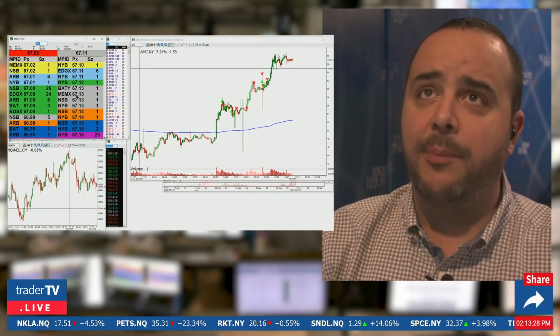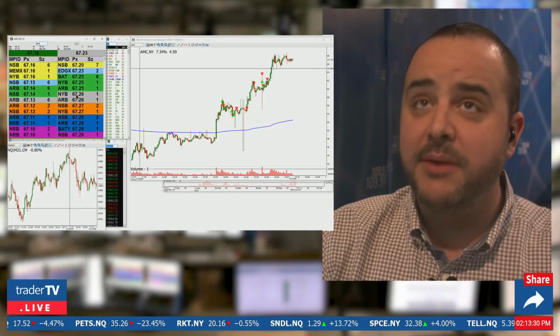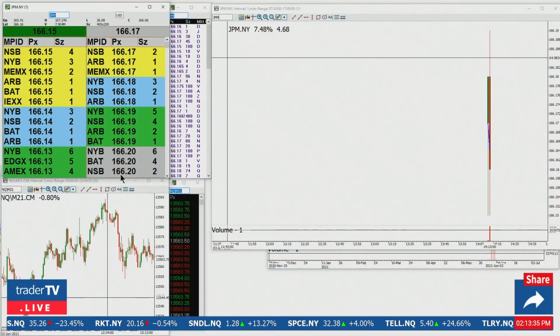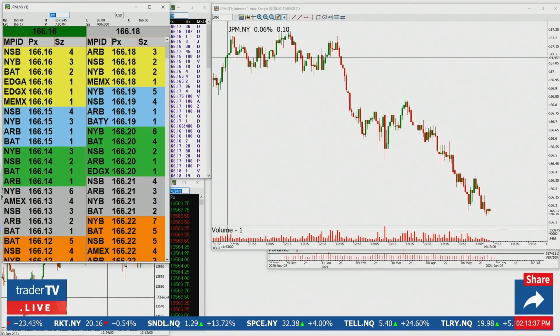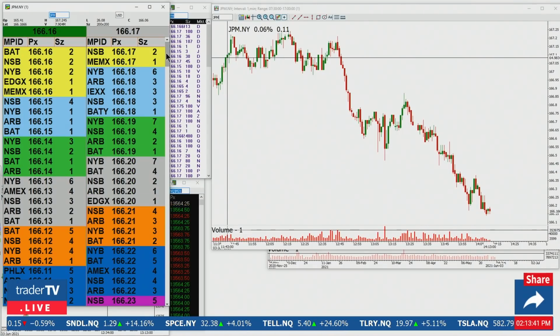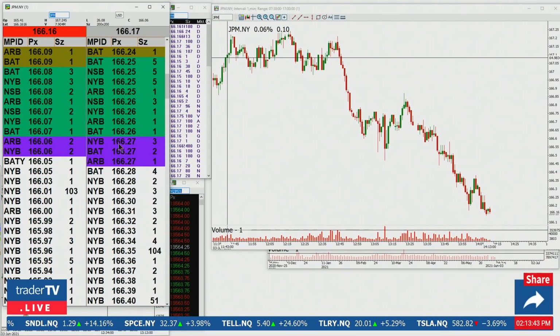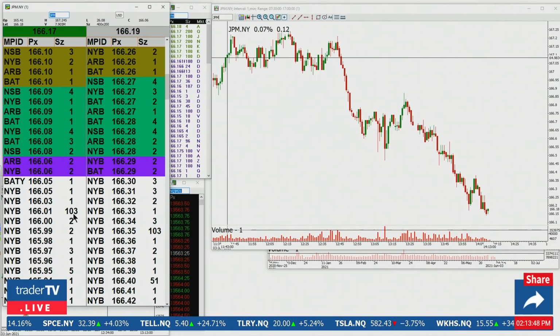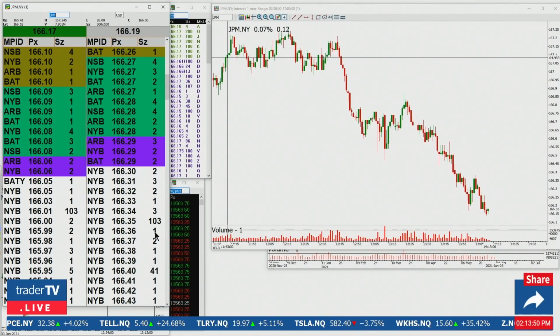So I'm just going to call up a stock randomly here. Let's call up JP Morgan on the New York Stock Exchange. And here you go, 166. It flips really fast. And I'm going to go down to see, is there any size at 166 even? So you're looking for key levels. I'm going to scroll this down, and look, there it is. 166.01, you see an order of 103. You also see that same order at 35.